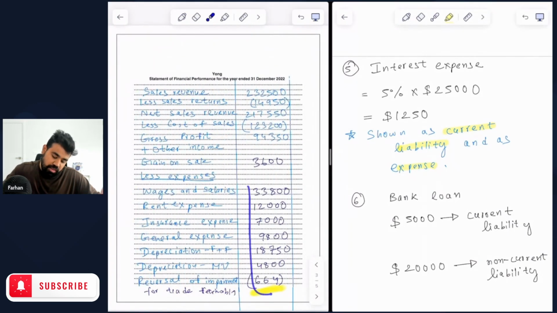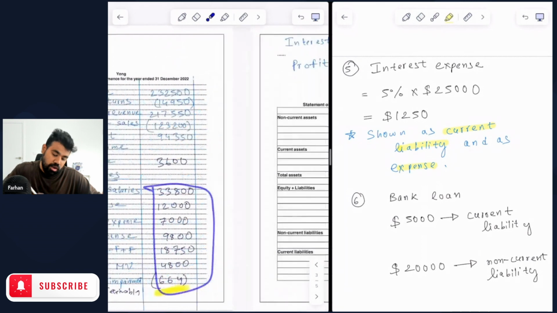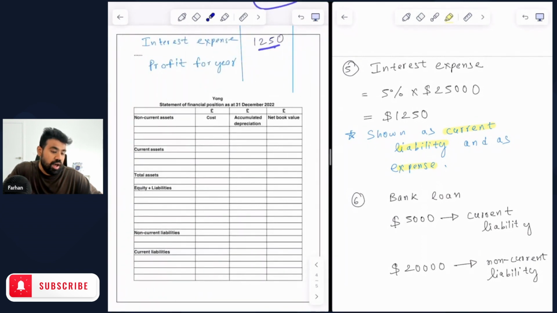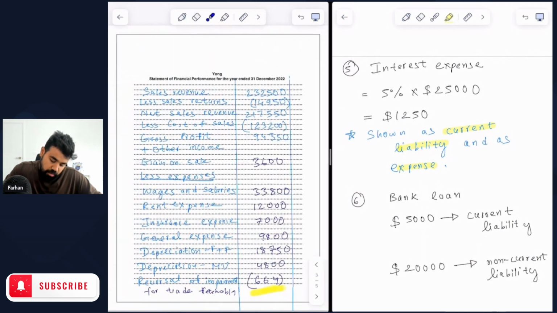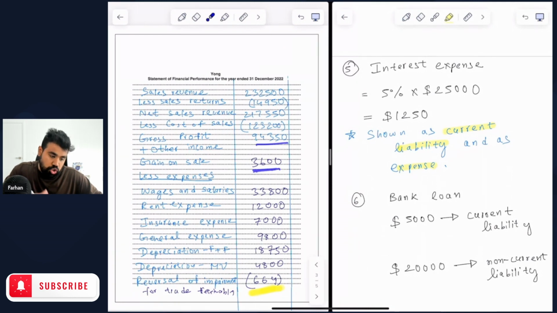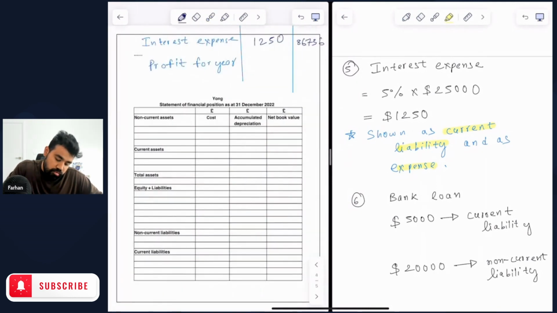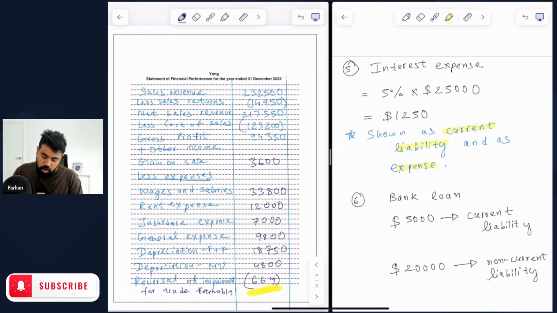So now we can find the profit, but before we find the profit, we find the total of all expenses. So you add everything here together with everything that is given here, and that should give you 86,736 as the total expenses. And once you subtract the total expense of 86,736 from the gross profit and the total of other income of 3600, you should get 11,214. So just do it with me quickly and check you get 11,214.